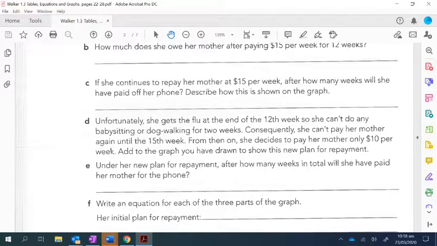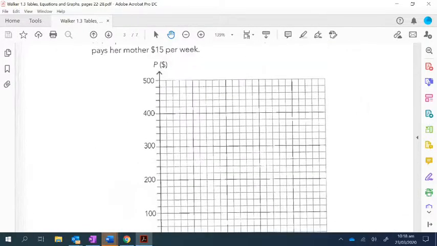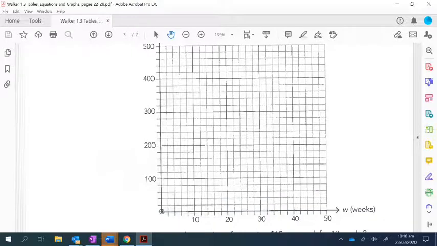So, don't panic. Think about what's happening. She stops paying. So what's going to happen to the line? Does it go down anymore? Is she going to owe any more money so it goes up? It's just going to stay flat for those 2 weeks. So again, that's at the 12th week, which is right here, right?